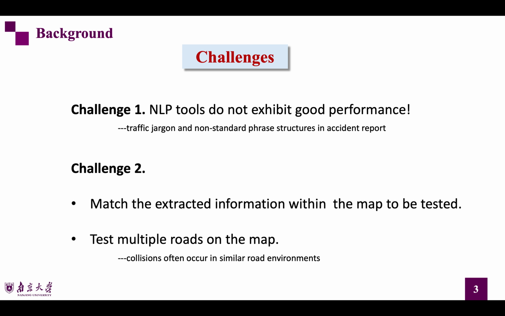Challenge 2 is that the map covers all the key static properties of complex roads, including road type and road size. It is extremely difficult to find roads that fully match the extracted information when producing the scenario within the map to be tested. Besides, it is necessary to test multiple roads on the map because collisions often occur in similar road environments, thereby challenging the ability to adapt to a specific map.